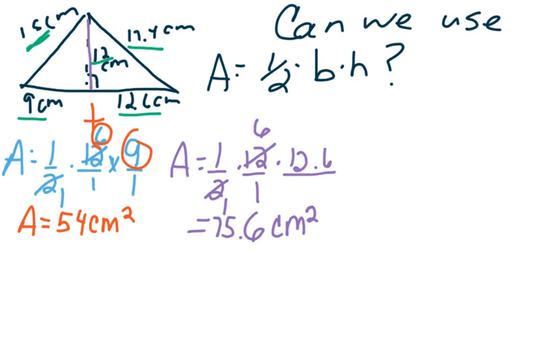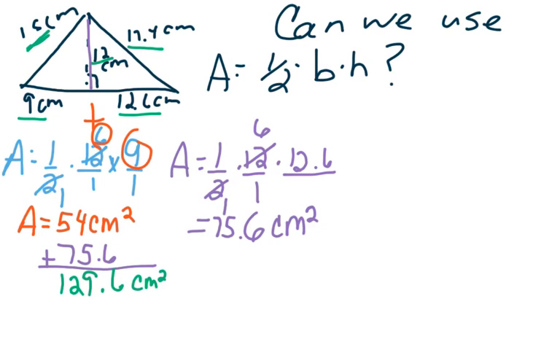We have 54 plus 75.6, and so we have no other decimal. 4 plus 5 is 9. 5 plus 7 is 12. So we have 129.6 centimeters squared.